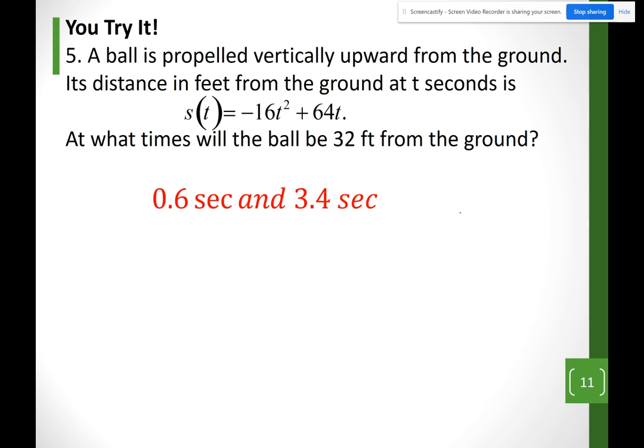Now, why does this make sense? There's the ground. Let's say that's the ground. You throw an object, then it goes down, right? It's asking when is it 32 feet from the ground. If I was to measure it, let's say this is 32 feet from the ground. Notice how I have 2 points that are 32 feet from the ground. It makes sense that I have two answers.